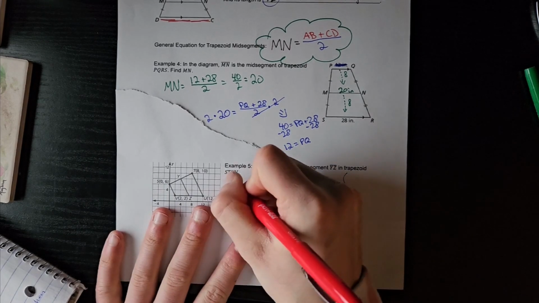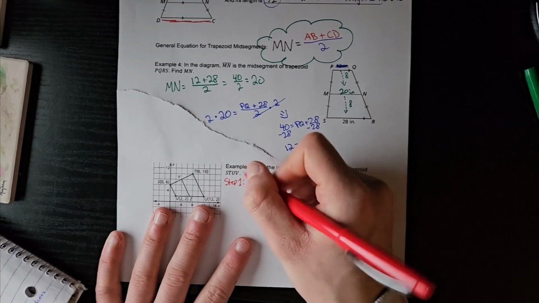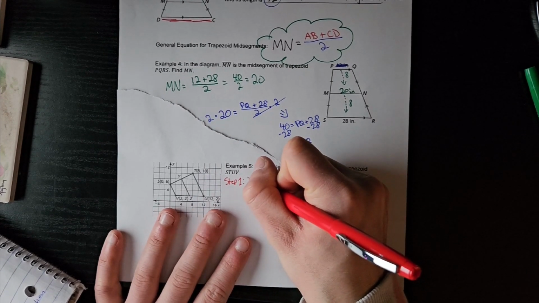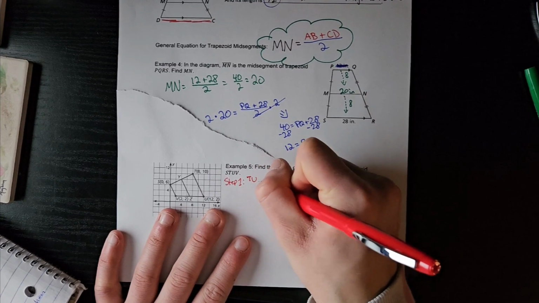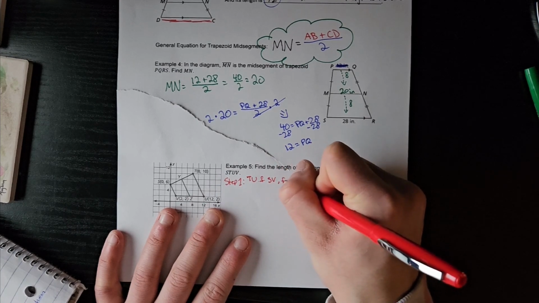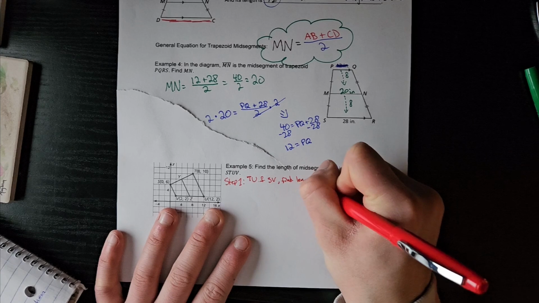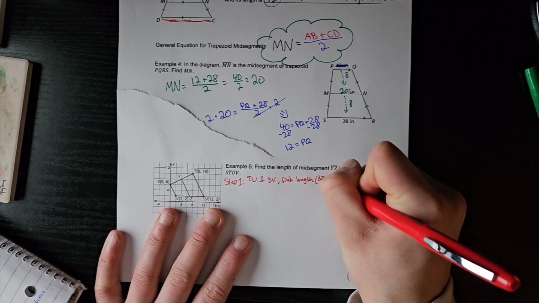All right. So step 1, we will find out the length of TU and SV. We got to find the lengths of them, find the distance, and we got to use the distance formula.